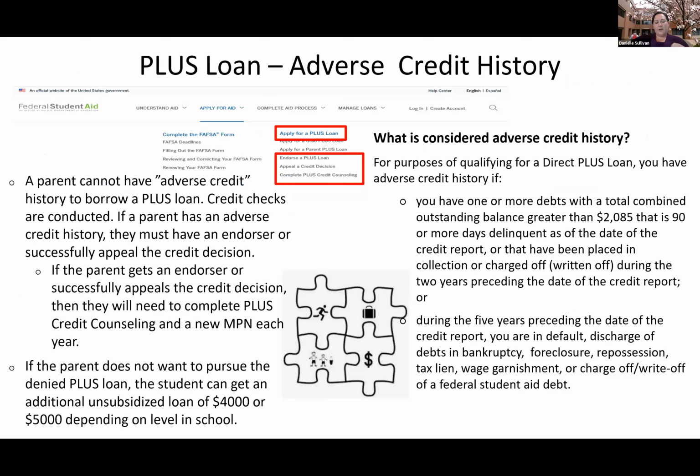Now, parent loans do go through a credit check, so they hit your credit, and a parent cannot have adverse credit to borrow a parent loan. Generally speaking, we'll go through a list in just a second, but anything adverse like in collections or default could prevent you from getting a parent loan. But the government does allow a parent to have a cosigner. They call it an endorser. And if your cosigner or endorser is able to cosign for you, you could still potentially get a parent loan approved. There's also an option if you are denied a parent loan: your student can actually borrow some more money.